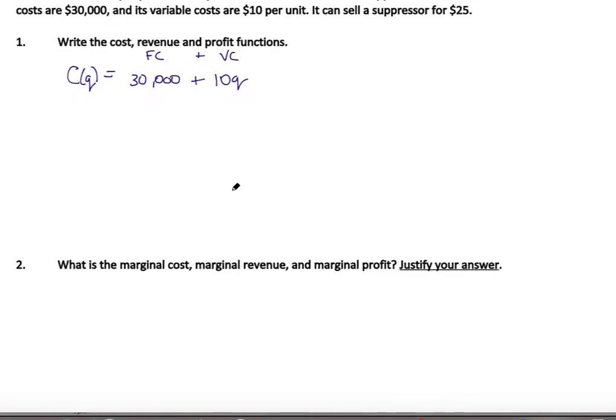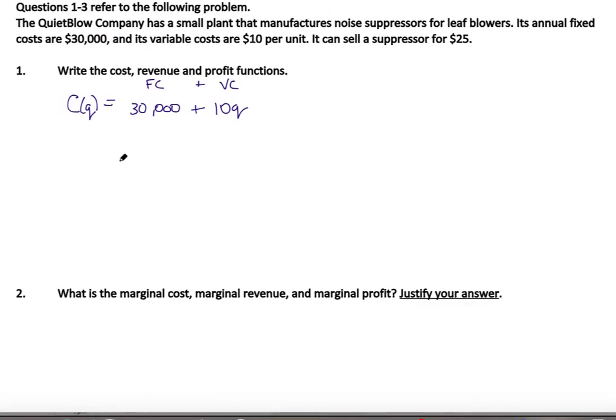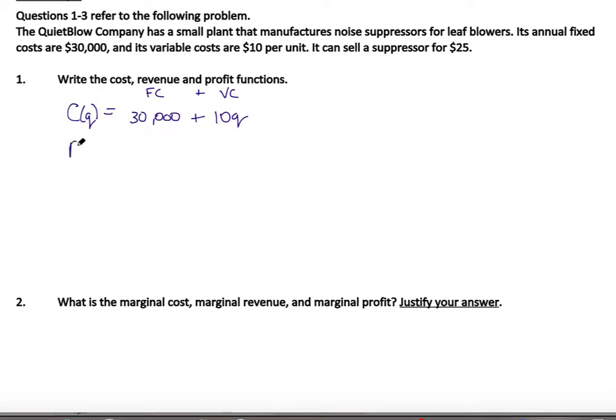Go ahead and zoom in a little. For our revenue function, this is just based off the price of the item. So we're selling it for $25 a piece. So that means our revenue will be 25 times the number of these things we sell.